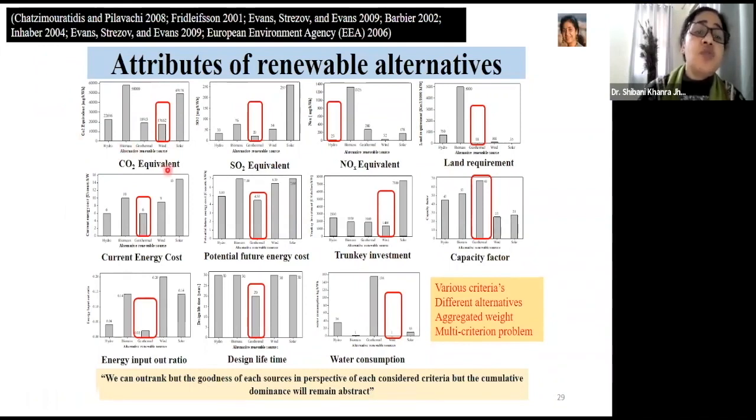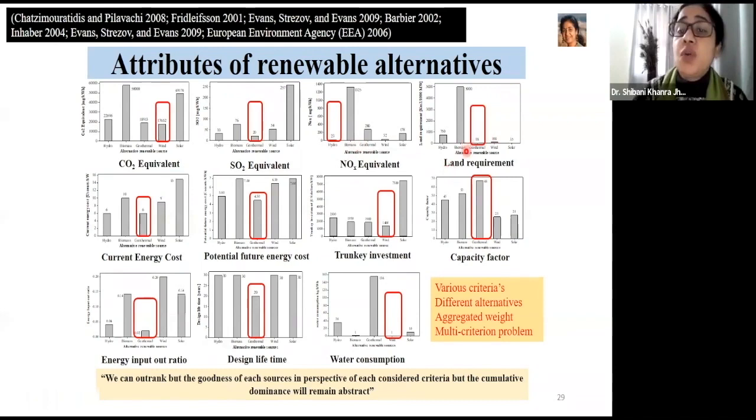So as you can see, for CO2, all these 5 sources have been shown. It is equivalent CO2 which is collected, and it has been found that for geothermal and wind it is lower compared to other sources, lowest in the case of wind, whereas for SO2, it can be observed that it is lowest in case of geothermal. NOx is lowest in case of hydro, followed by wind, and then solar and geothermal, and it is highest in case of biomass.